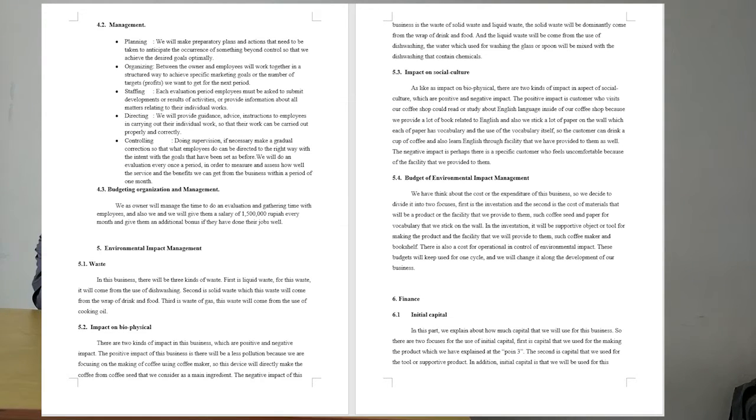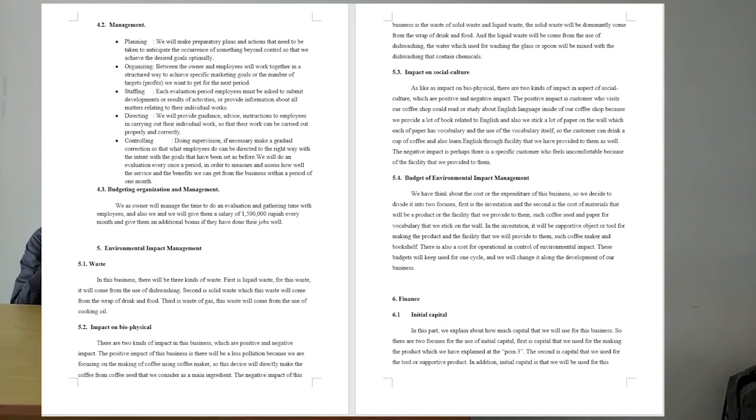Then on to the next aspect, which is environmental impact management. So the first point, 5.1, is waste. In this business, there will be three kinds of waste. First is liquid waste. This waste will come from the use of dishwashing. Then the second one is solid waste, which will come from the wrap of drinks or food. Then the third waste is gas. This will come from the use of cooking oil.